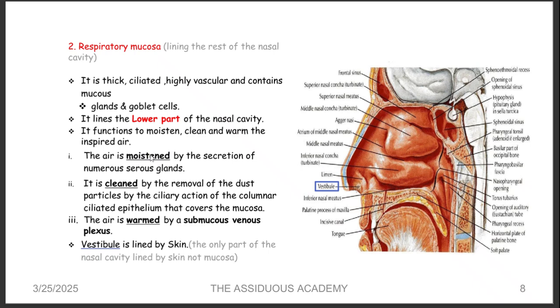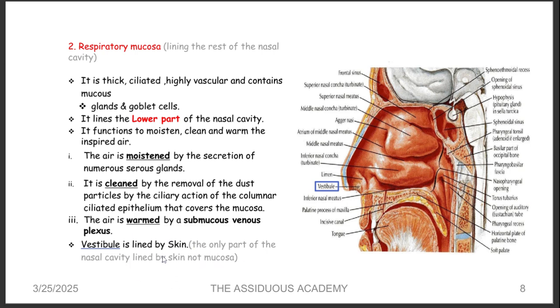The air is going to be moistened by the secretion of numerous serous glands. It is going to be cleaned by the removal of dust particles by the ciliary action of the columnar ciliated epithelium. And then the air is going to be warmed by a submucous venous plexus because you have got good blood supply there. So the vestibule is lined by skin.